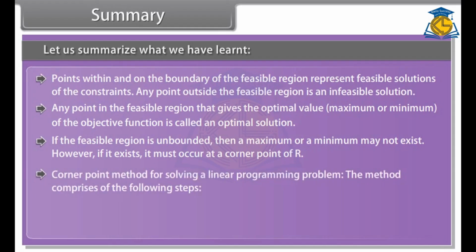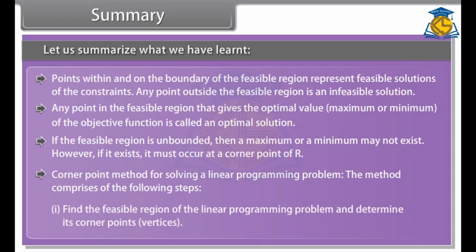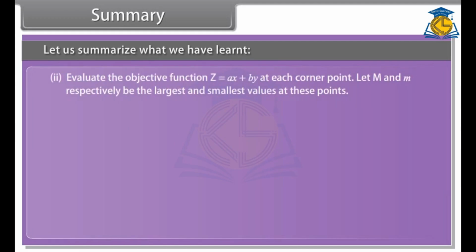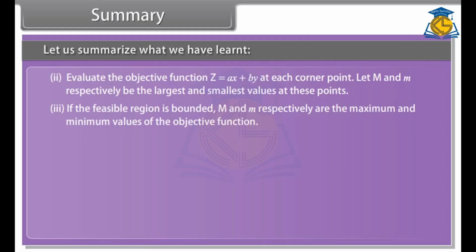Corner point method for solving a linear programming problem. The method comprises the following steps. 1. Find the feasible region of the linear programming problem and determine its corner points (vertices). 2. Evaluate the objective function Z = ax + by at each corner point. Let M and m respectively be the largest and smallest values at these points. 3. If the feasible region is bounded, M and m respectively are the maximum and minimum values of the objective function.